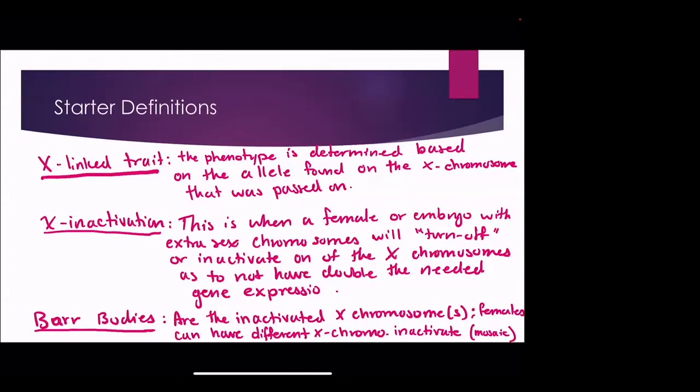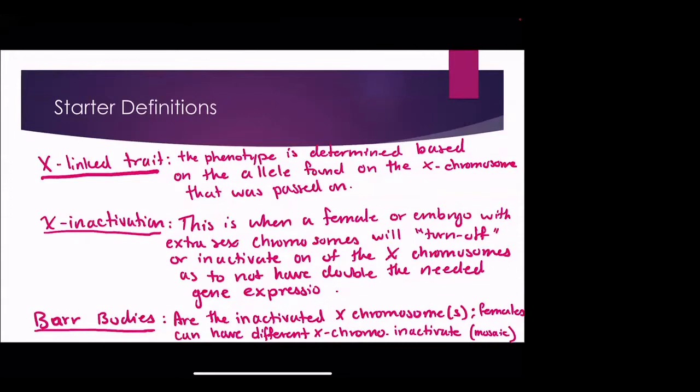X inactivation is when a female or embryo with extra X chromosomes will turn off one of them since it is not needed, so that double the needed DNA is not made. These inactivated X chromosomes are called Barr bodies, and they oftentimes will just stay in the cell.